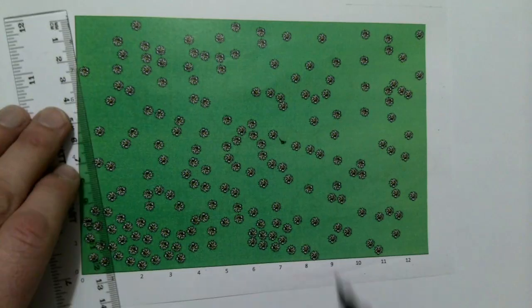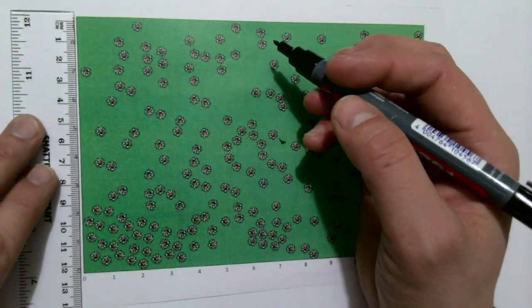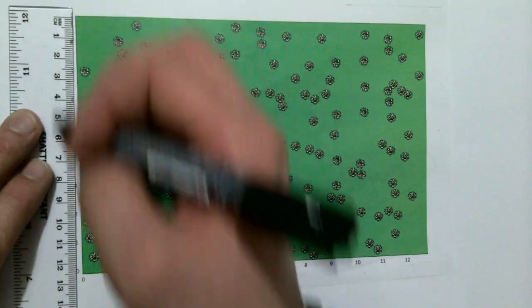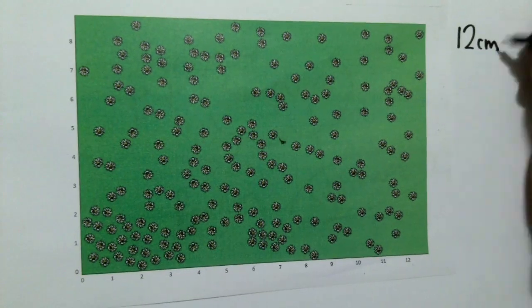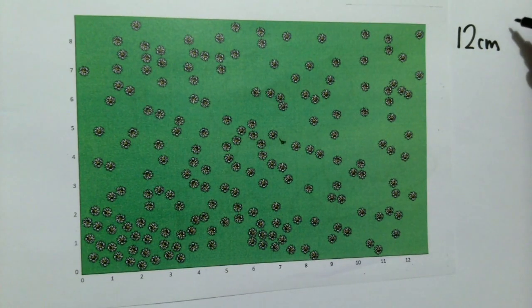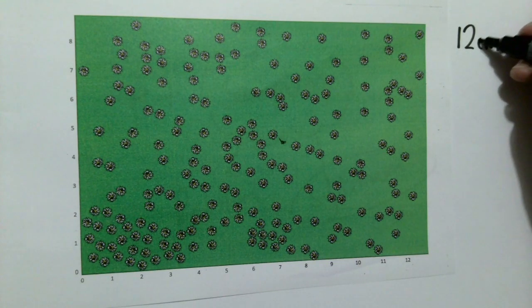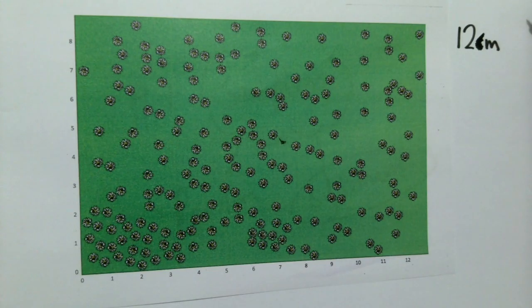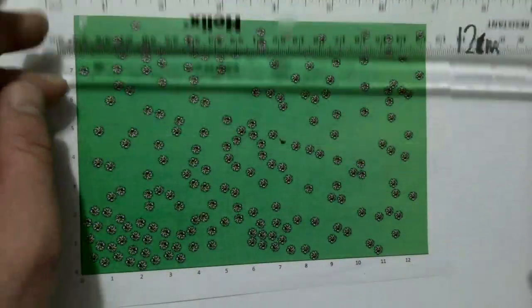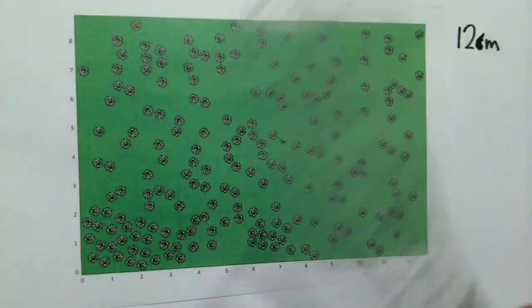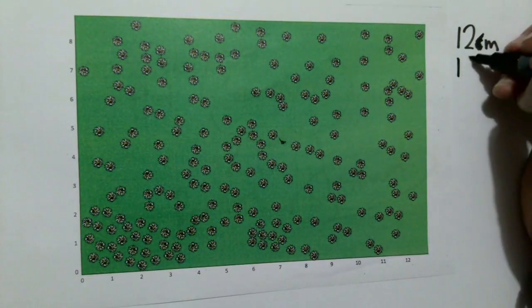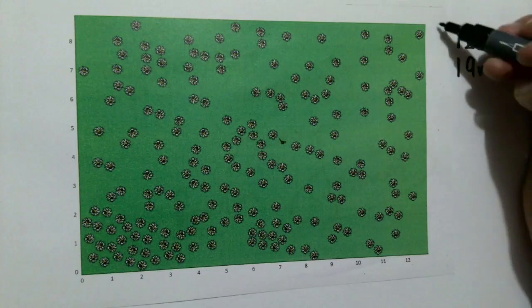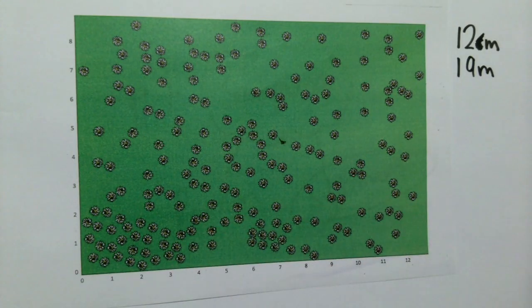Got myself a little friend here. This is Ronnie the ruler. Now, I'm going to measure down the side here, and it's going to say 12 centimeters in its length. To simplify this, I'm going to take away the centimeters and pretend this is 12 meters. I'm going to take my little friend and measure across the top because I need to get myself an area, and that works out at 19 meters. So 12 down, 19 across.